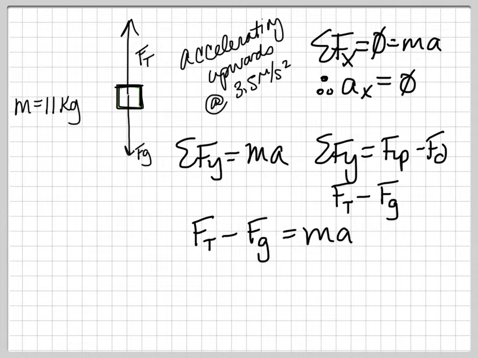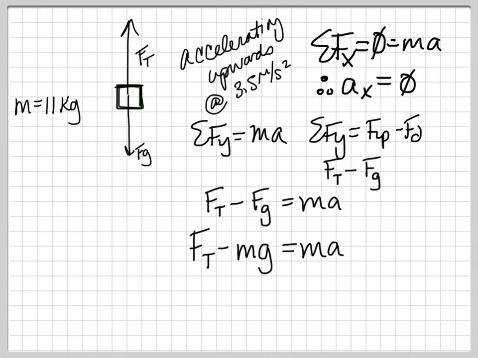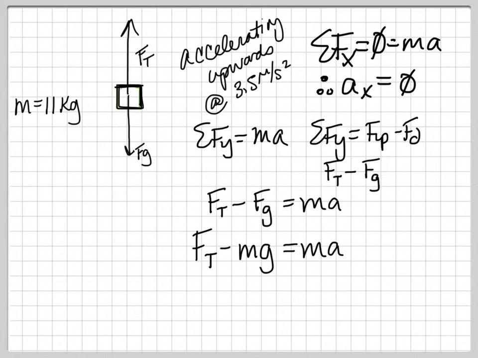So, now we've got something we can work with. Questions? Yeah, that's mass times acceleration. Now, what is force of gravity equal to? Mass times gravity. So Ft minus mg equals ma. And I'm going to shrink this a little bit. So, are we ready to solve for force of tension? Yeah. Force of tension in this object is equal to ma plus mg.